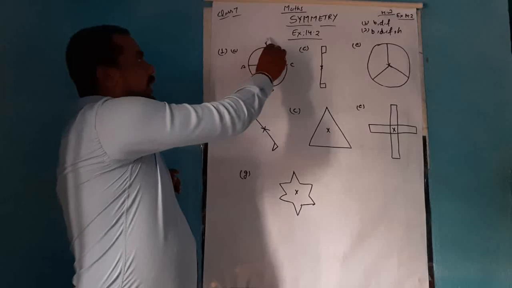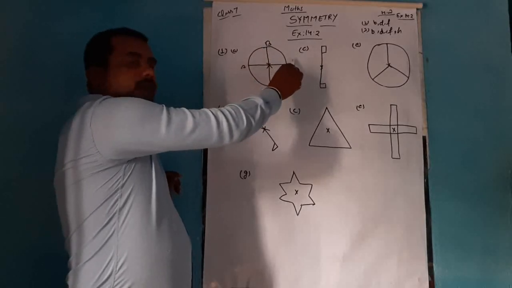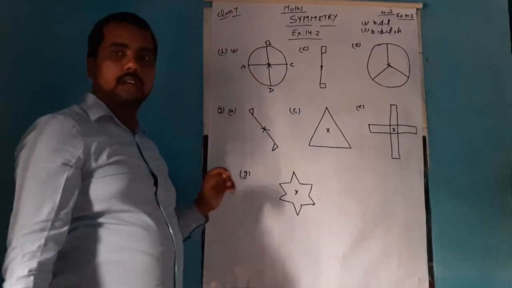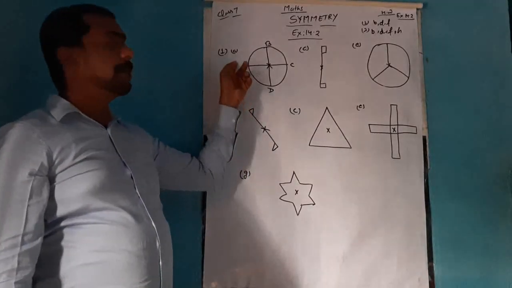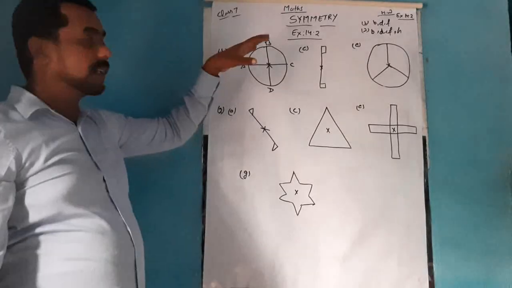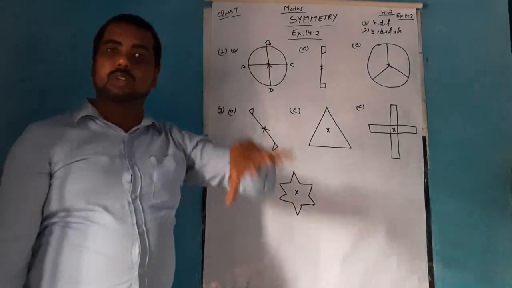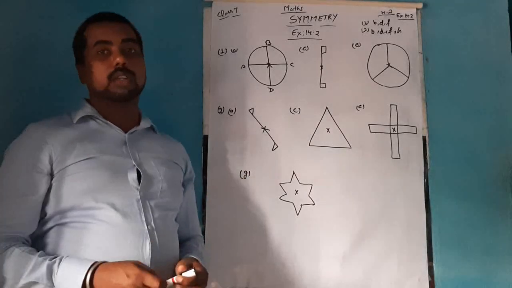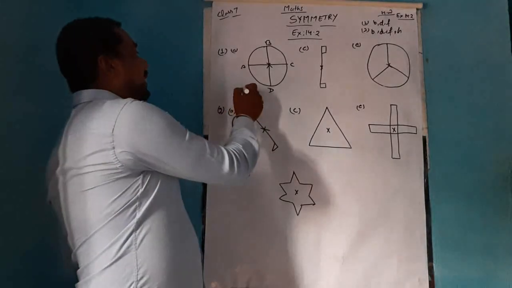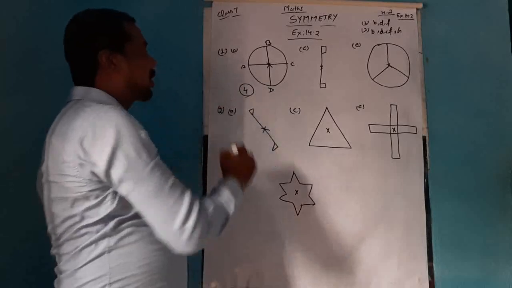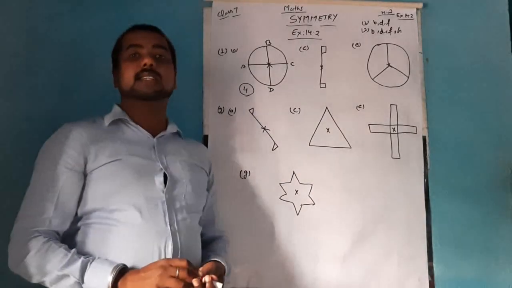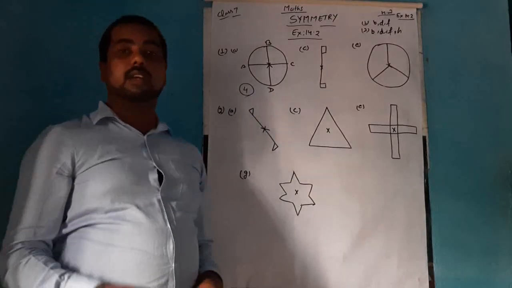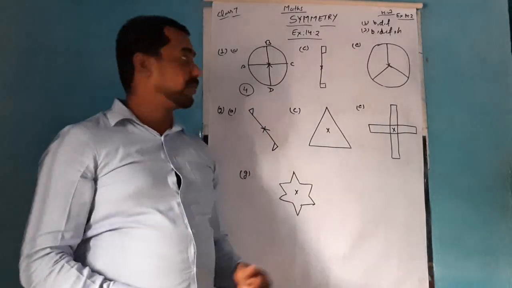When you rotate again 90, A will shift here. Again 90, A will shift here. Again 90, A will shift here. It means till A comes back to its original place, all the time the circle remains in its original place only. So this particular figure has more than one order of rotational symmetry. Exactly, we can say 4 orders of rotational symmetry, as it comes 4 times to its original place.